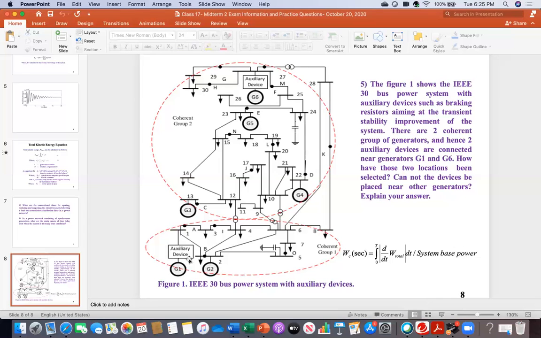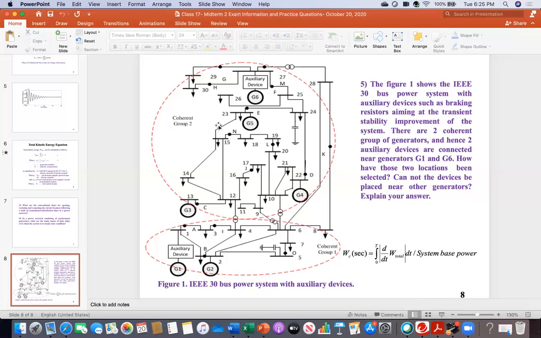The same thing: if you consider a fault here and here, and you calculate WC, it has been found for this system that when the fault is nearby generator 1, its WC value is higher than this one. Accordingly, this place has been chosen. And now you can argue, okay, you are putting an auxiliary device near generator G1 but not putting anything near G2. It has been found through lots of simulation that generator G2 becomes stable if you put the device here, but if you put the auxiliary device there, then this one is unstable in some cases.